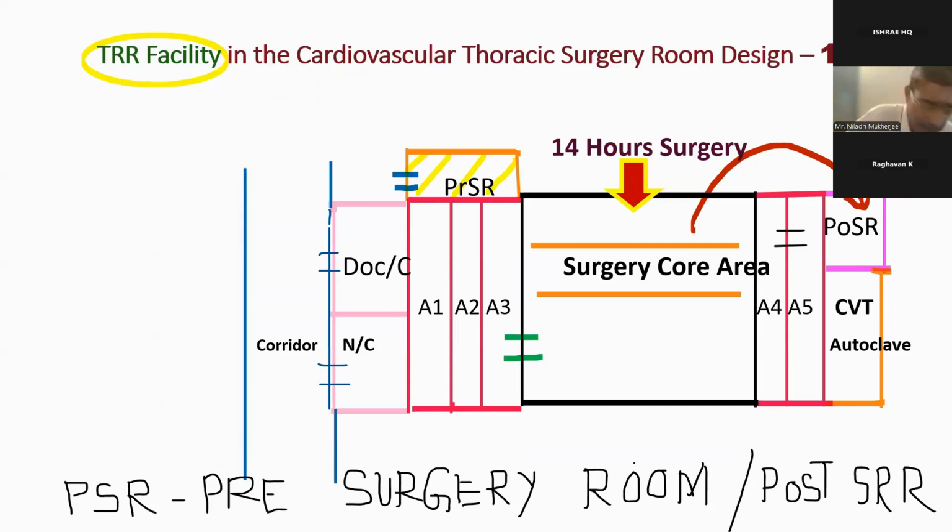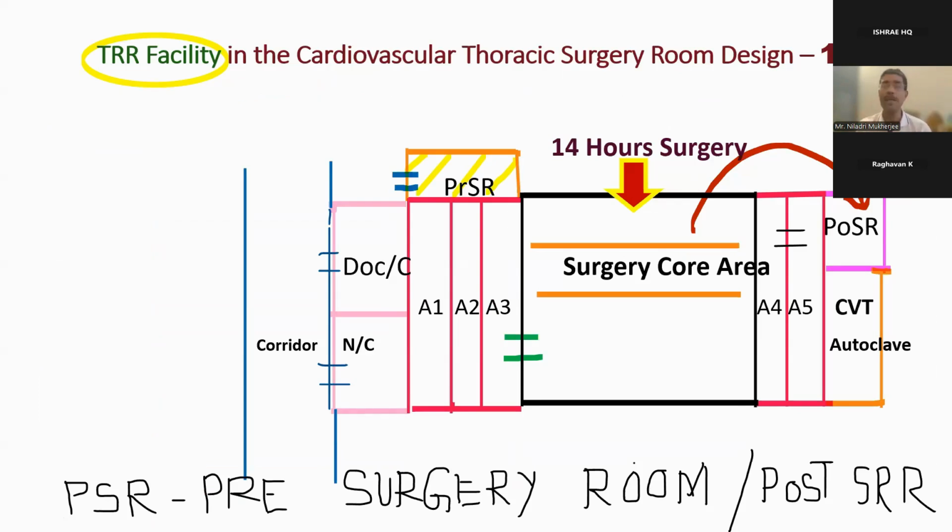Go through this, a very small, very simple way. This is the core surface area. It's a big challenge for the consultant and doctors, everybody, that the surgery lasts 14 hours. What happens? There is a corridor, and there will be a pre-surgery room. It means that it is a complex. When you are making a CVT surgery room, it should be.